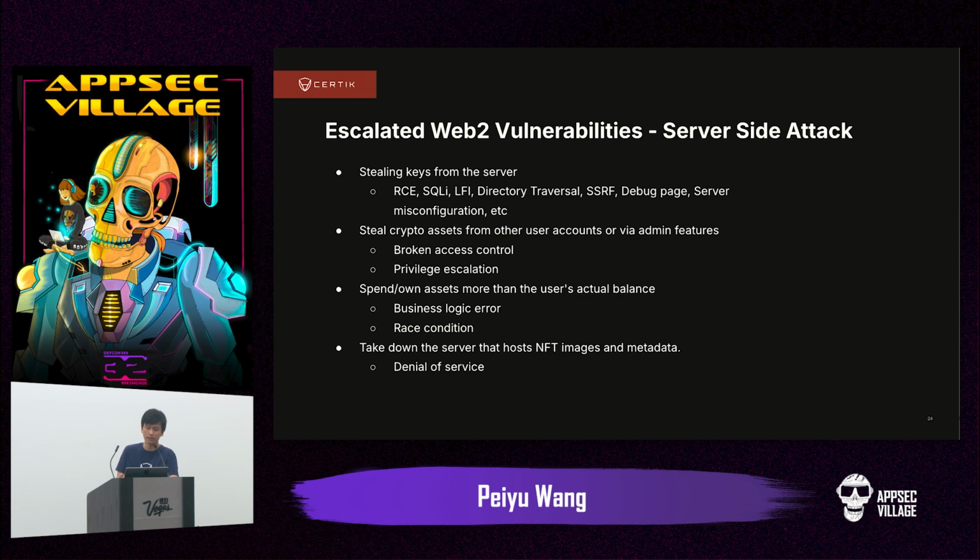That will probably happen through broken access control or privilege escalation. Or you can spend assets more than your actual balance. That can probably happen through a business logic error or race condition. And for NFTs, as I mentioned, those images are stored off-chain, and if those images go down, the NFT value is going to drop dramatically. So in Web3, anything that can touch money will often have critical severity, because the most impactful thing that can happen is stealing users' money.